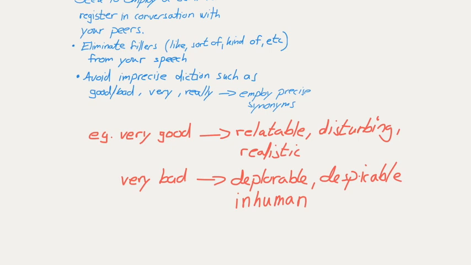Or instead of saying that this character is very bad, if you can say they're deplorable or they're despicable or they're inhuman, what is it that makes them, in your opinion, bad characters? Or is it the way that they're constructed? Are they poorly written? So the more precise your diction is, the more marks you will score in criterion F.